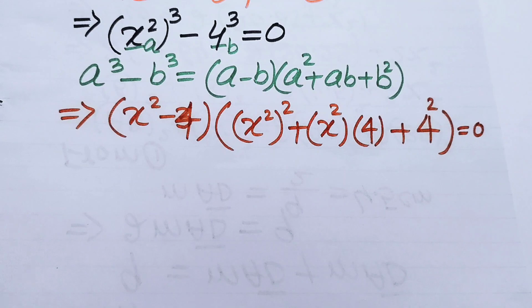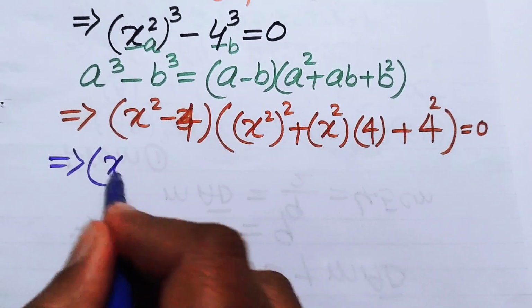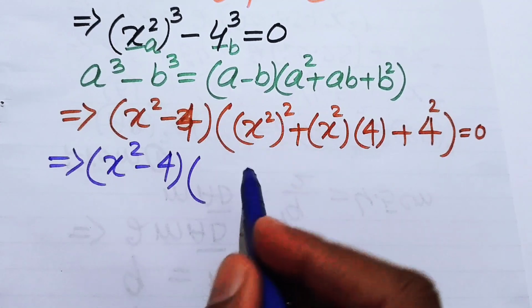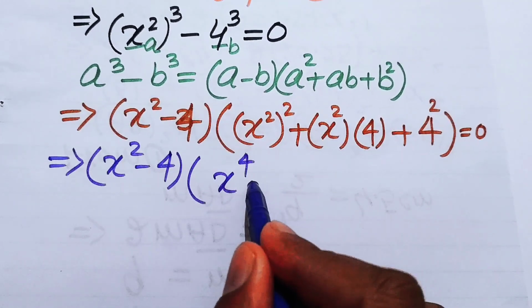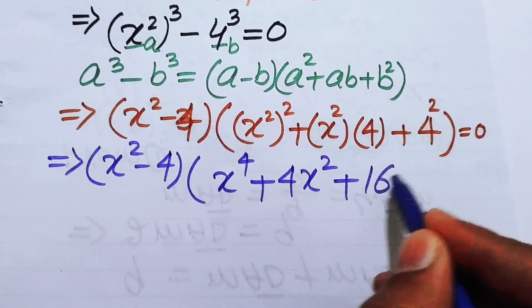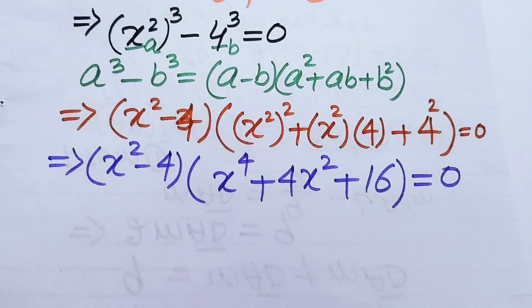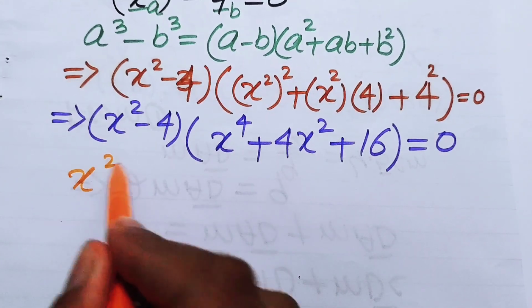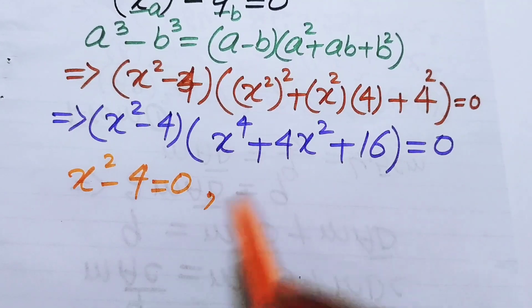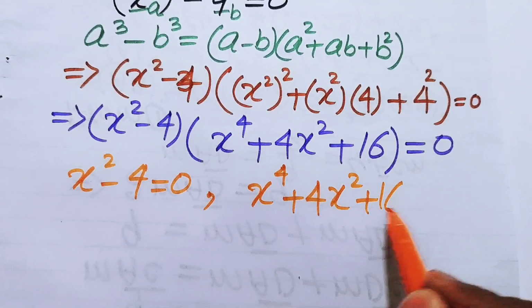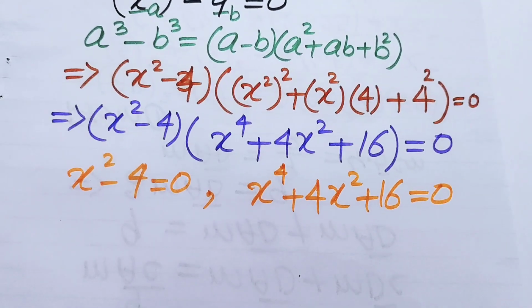Now we need to simplify the terms and get all the values of x. We write it as x square minus 4 times x to the power of 4 plus 4 times x square plus 16, because 4 square equals 16, and this whole equals 0. In the next step you see we have two cases. The first case is x square minus 4 equals 0, and the second case is x to the power of 4 plus 4 times x square plus 16 equals 0.